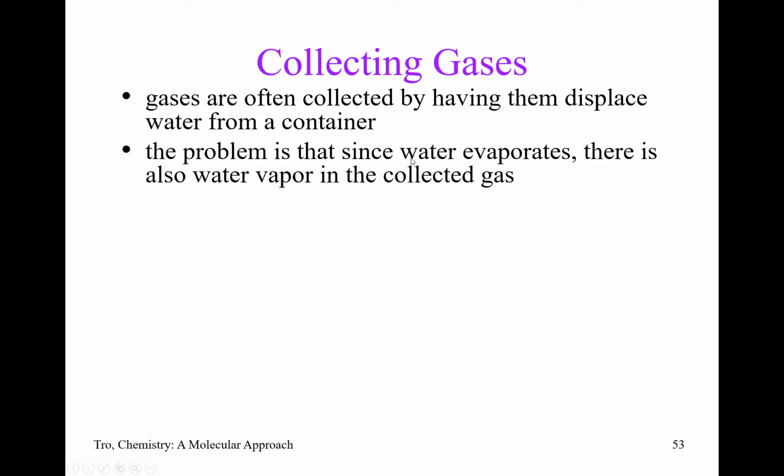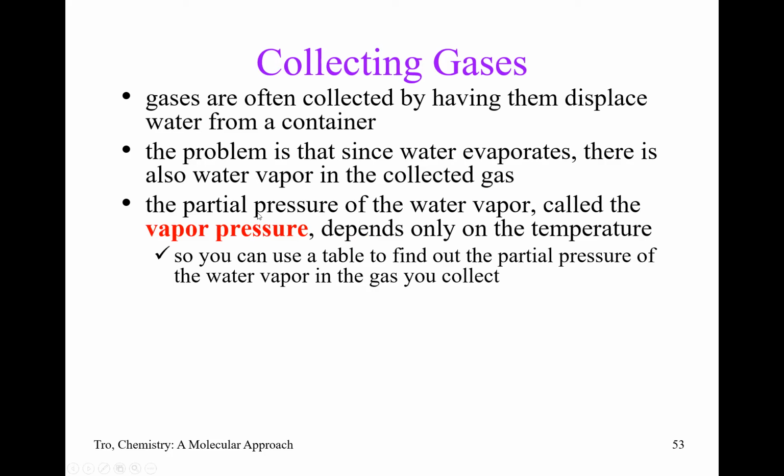The problem with this is something you'll cover in 162. If you don't have a dryer, you hang clothes on a clothesline, and you do this because water evaporates, right? So when you collect a gas this way, there's also water vapor in that collected gas. We're covering this here because we just talked about partial pressure, Dalton's law, so when you collect these, you have to account for the pressure of both whatever gas you're collecting and some of the water vapor.